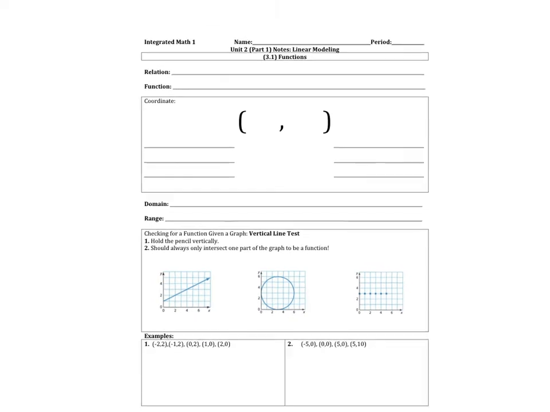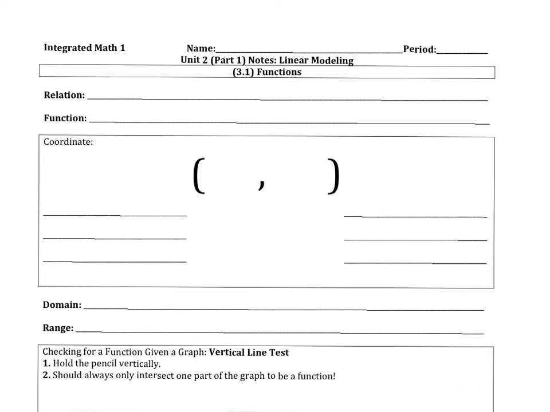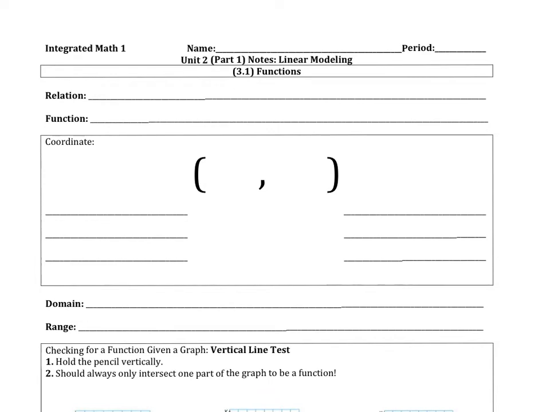So today we are getting started on our second unit together. It is called linear modeling, and we are starting with section 3.1 in your book. Even though we are on our second unit, it is the third chapter in your textbook. So we're in section 3.1, and today we're going to learn a little bit about functions.